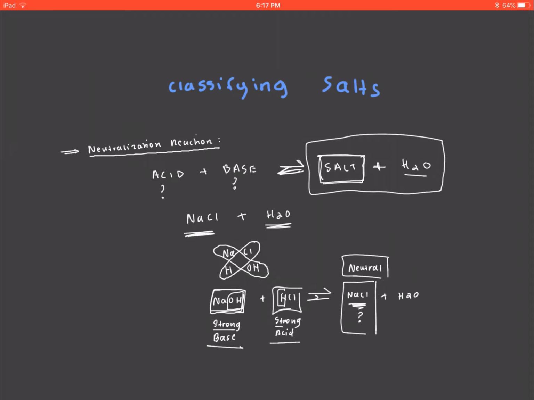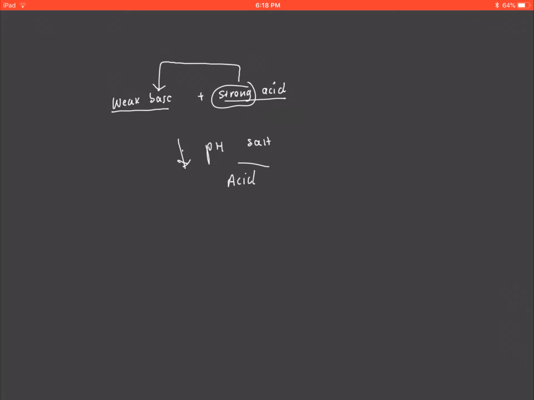Now, let's say we're given a weak base but a strong acid. After we do our cross multiplication, this is what we come up with. Well, the weak base is obviously weaker than the strong acid, so the strong acid will override this weak base. And the strength of this acid is going to lower the pH of the salt. And as the pH of the salt gets lowered, we're going to classify the salt as an acid because it is created from a strong acid.